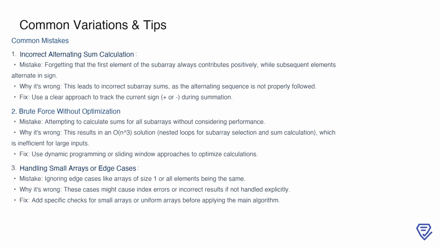Lastly, special cases like arrays of size 1 or arrays with uniform elements often trip people up. These edge cases, if not handled explicitly, can lead to index errors or inaccurate results. Always include specific checks for these scenarios before running your main algorithm.